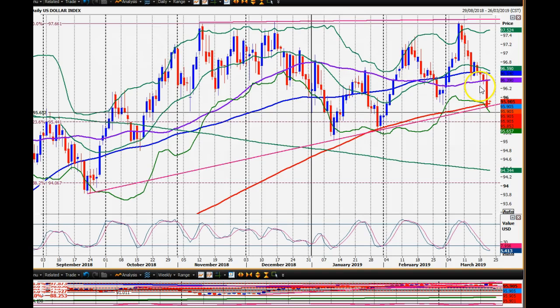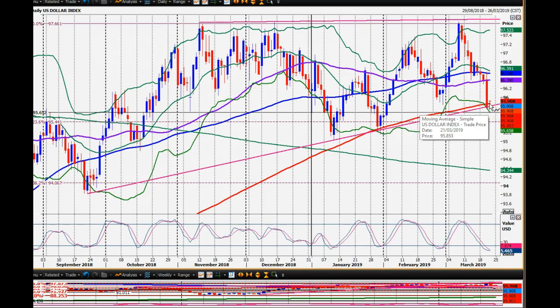Anyway, the dollar collapsed to test what is important support at the trend line, which goes back to September, the 200-day moving average, which is this red line here. And as you can see, even the lower Bollinger Band, we held that and we have bounced. According to this chart, we're now trading up at 95.90, so off the low of 95.75, which is pretty much exactly at this support level. So this is definitely key.